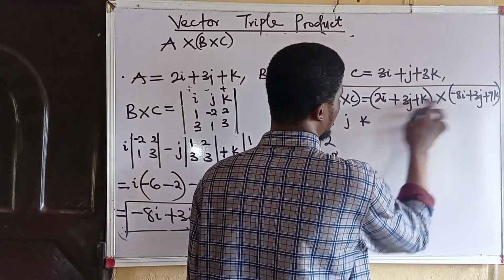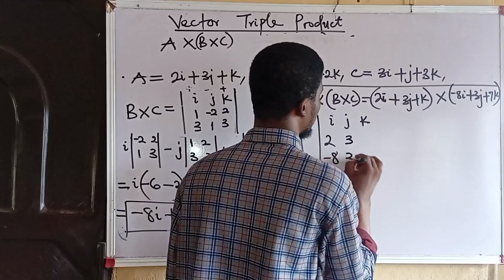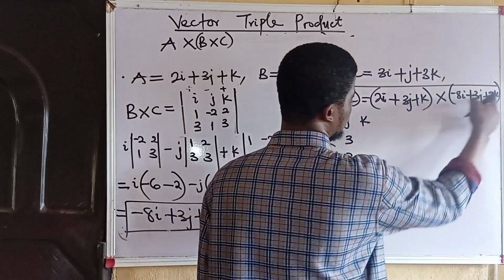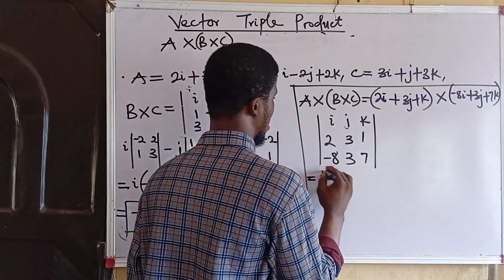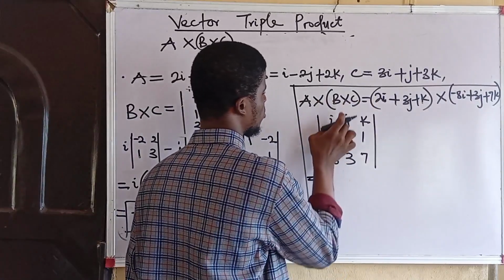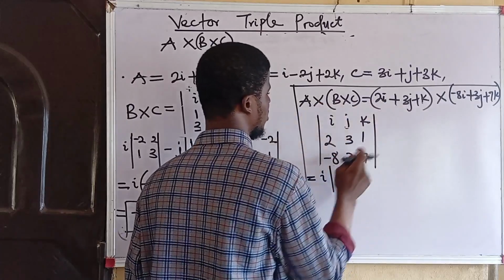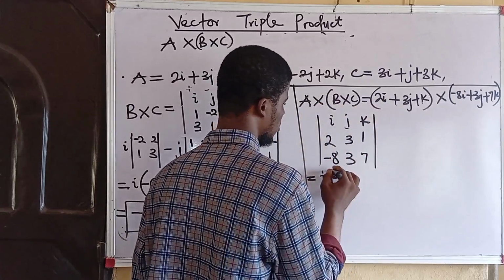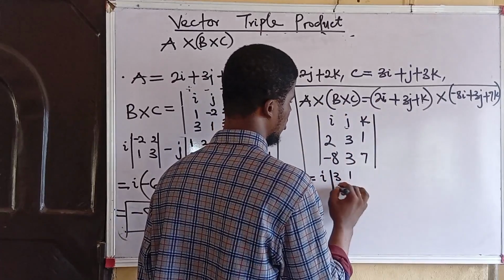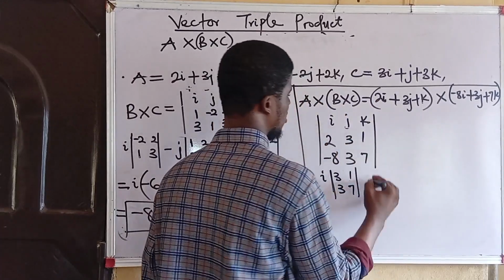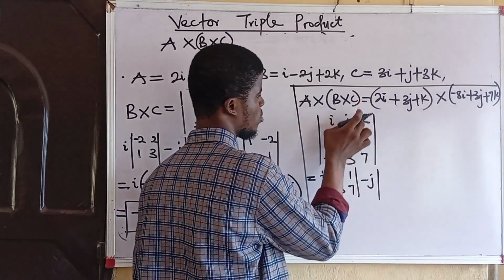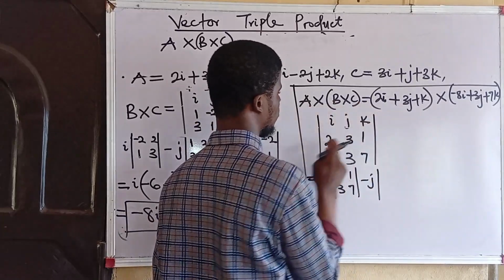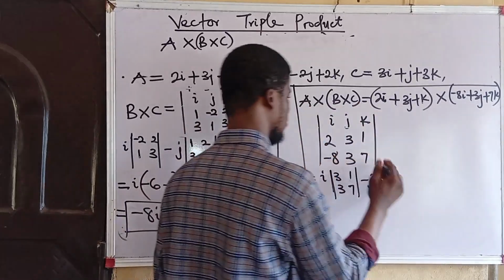For j, we have 3, 3. For k, we have 1, 7. If I expand along this first row, i has a plus. Close this column, close this row, we have 3, 1, 3, 7. j has a minus. Close this column, close this row, we have 2, 1, minus 8, 7.